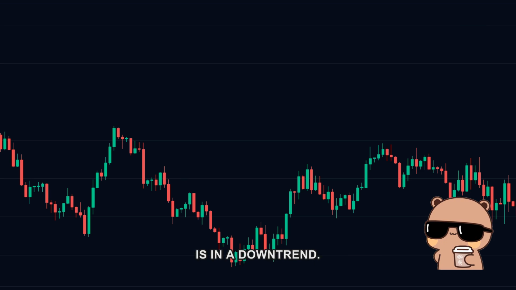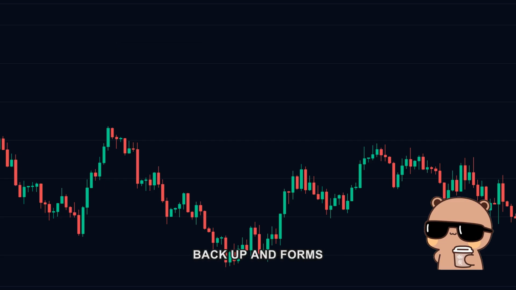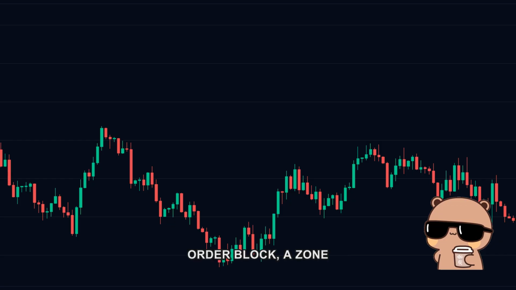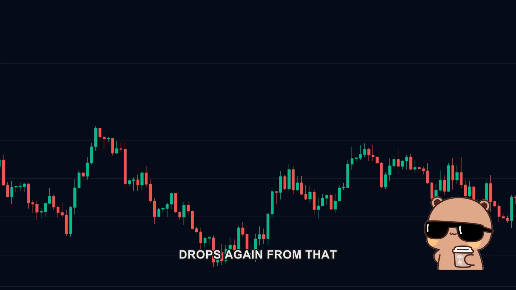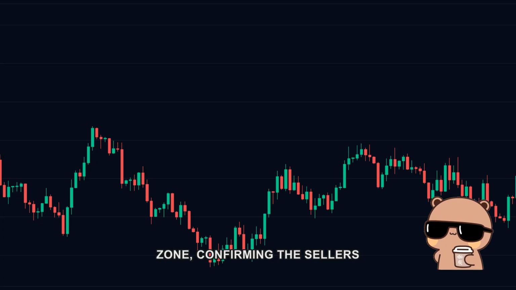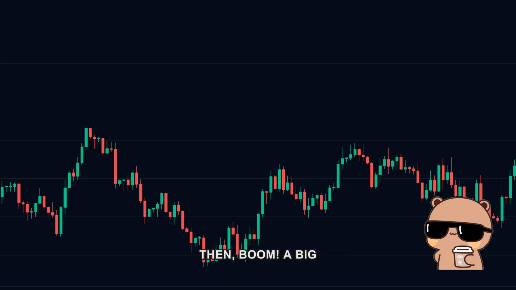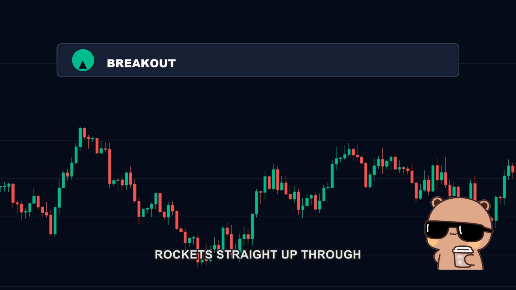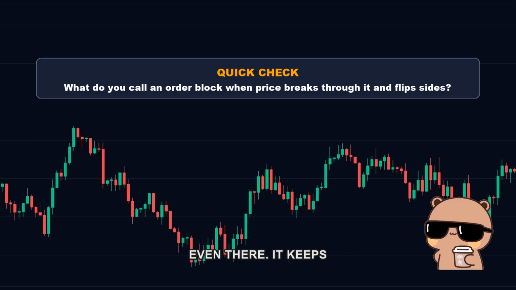Let's walk through a real example using gold, XAUUSD, everyone's favorite shiny asset. Imagine gold is in a downtrend. Price drops, then pulls back up, and forms a nice little consolidation area. That's your order block, a zone where sellers loaded up their trades. Price then drops again from that zone, confirming the sellers are in control. But then, boom, a big news event hits. Buyers flood in, and price rockets straight up through that previous sell zone like it is not even there.